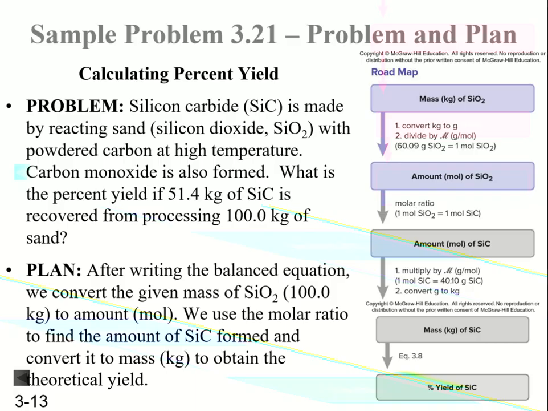So let's look at the plan that is laid out by Silverberg. And they start off quite well. After writing the balanced equation, we convert the given mass of silicon dioxide to an amount. We use the molar ratio to find the amount of silicon carbide and convert it to a mass to obtain the theoretical yield. And that looks very good. And you can see a roadmap next to it. Writing out a balanced reaction and calculating molar masses is put onto the roadmap.